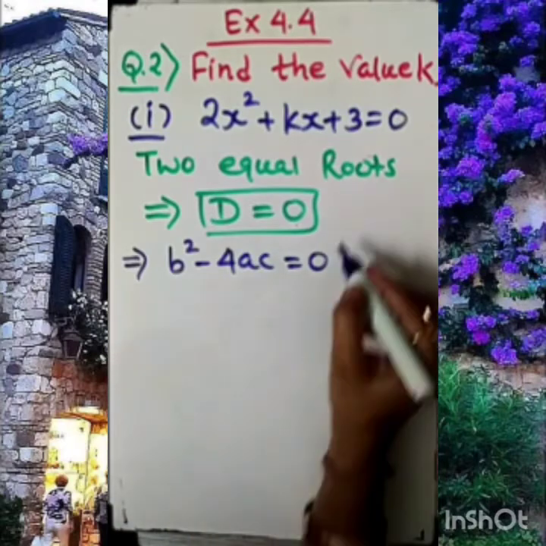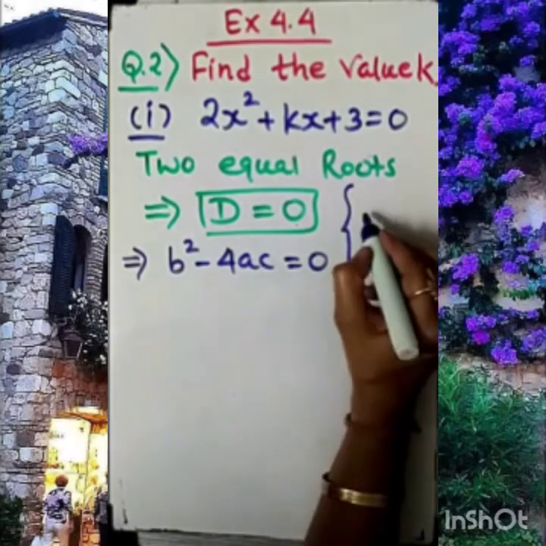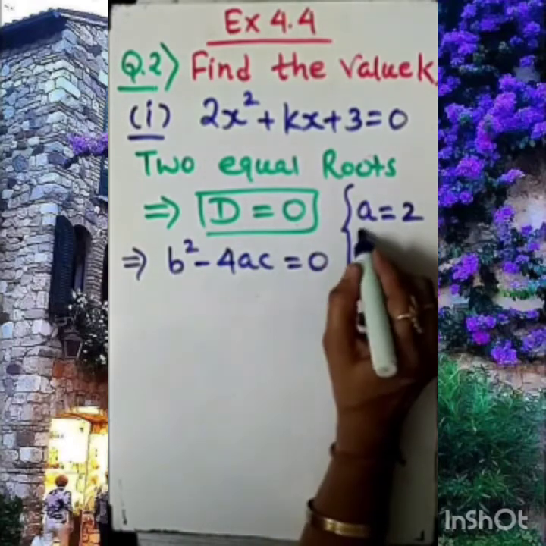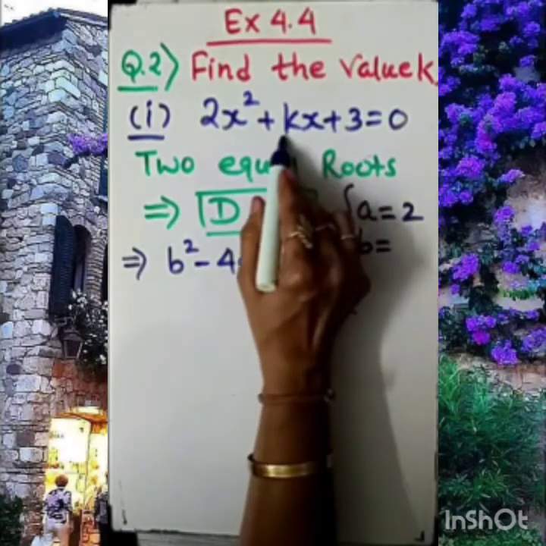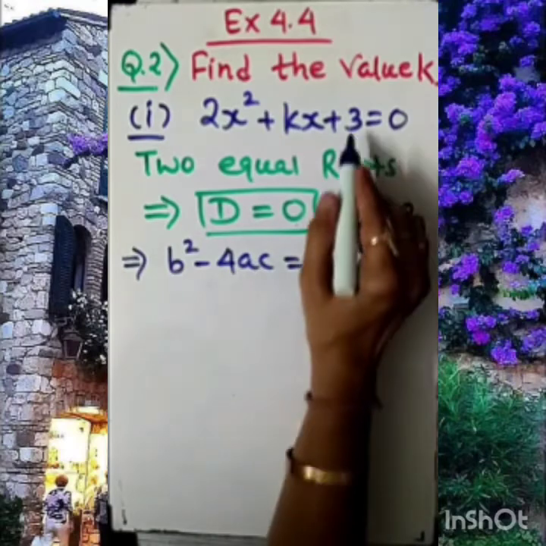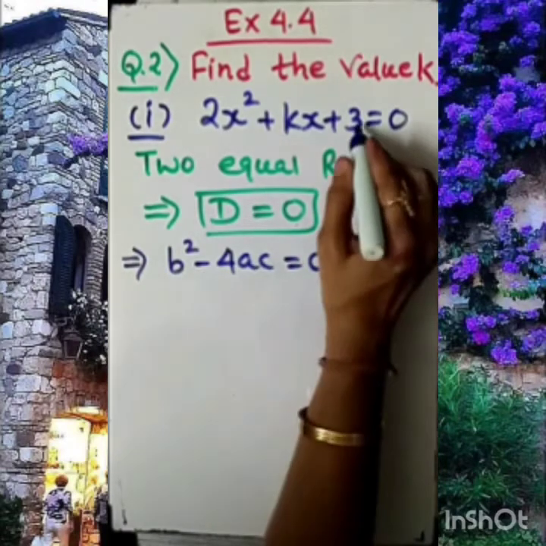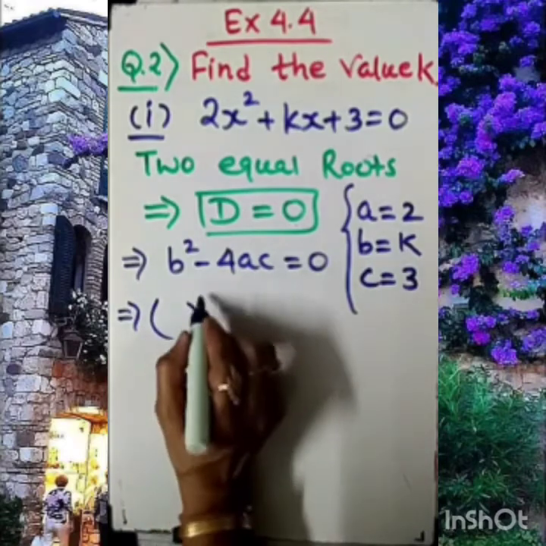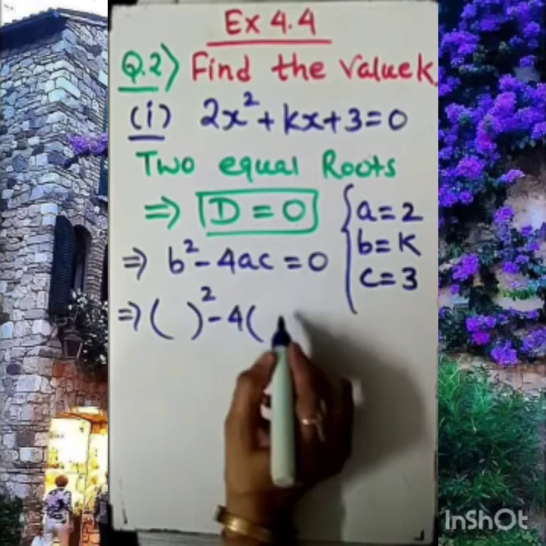But before we proceed, let me note down a equal to, according to this, a is 2. What is b? b is k, the coefficient of x. What is c here? c is 3. Fine. Now, let me substitute these values here.